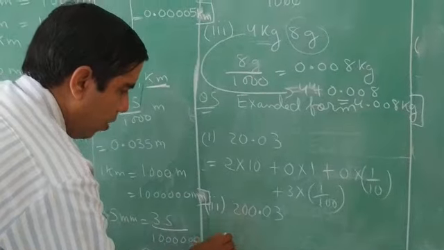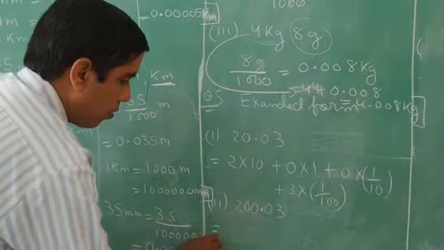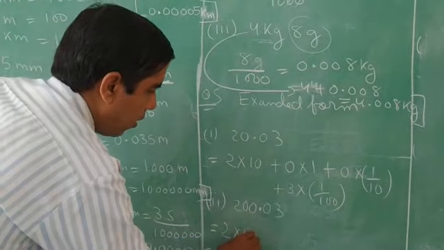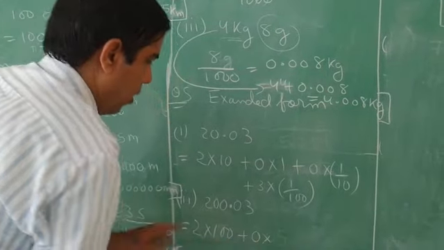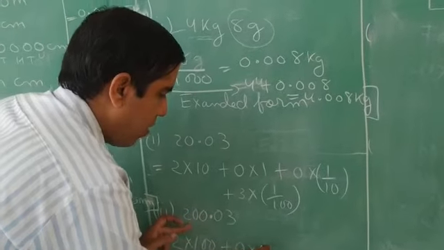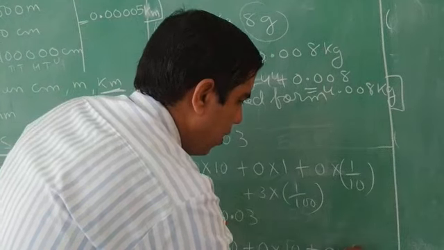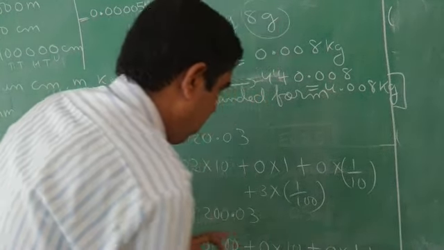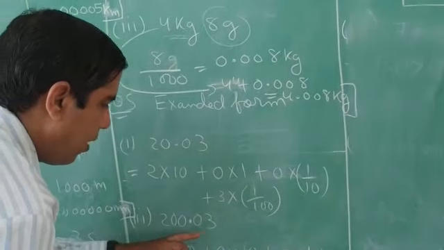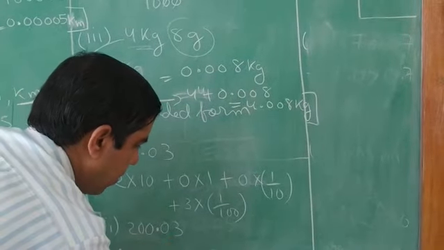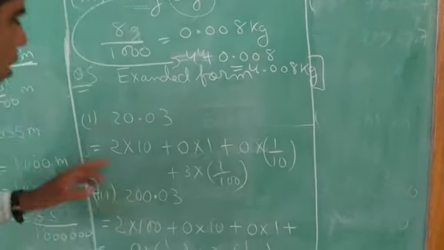Now this second one is given homework. Third one, you can see now 2 multiplied by 100 plus 0 multiplied by, you can see now I will multiply this place, it is tens to tens plus 0 multiplied by 1. Now plus here 0 multiplied by 1 by 10 and plus 3 multiplied by 1 by 100.